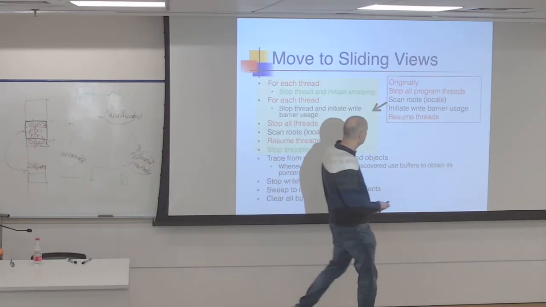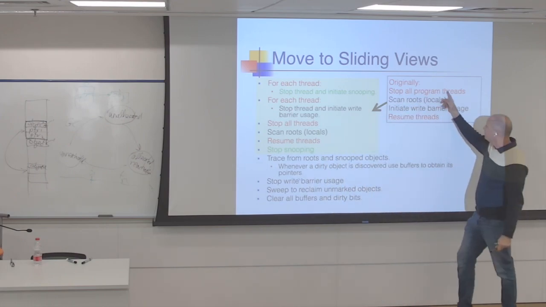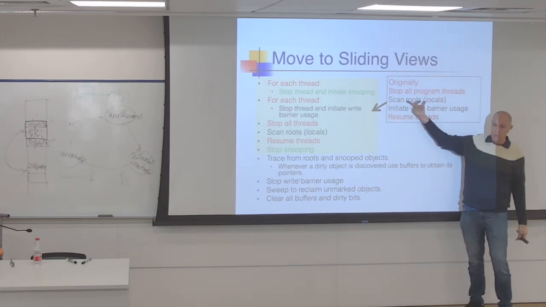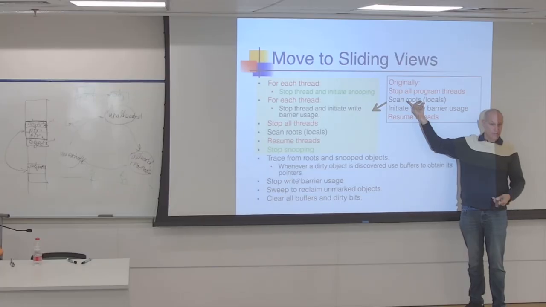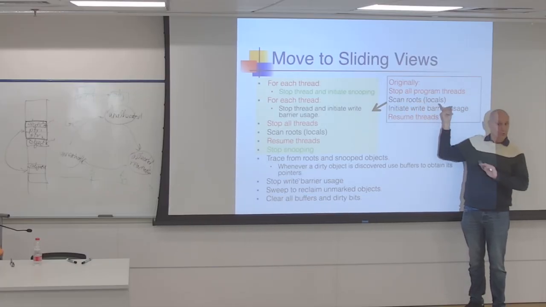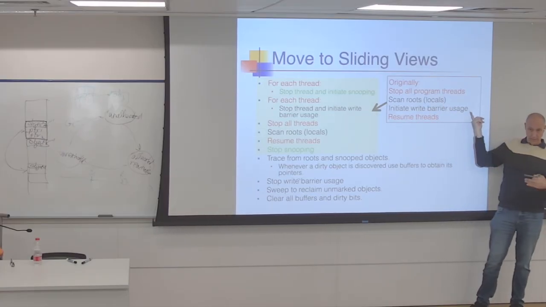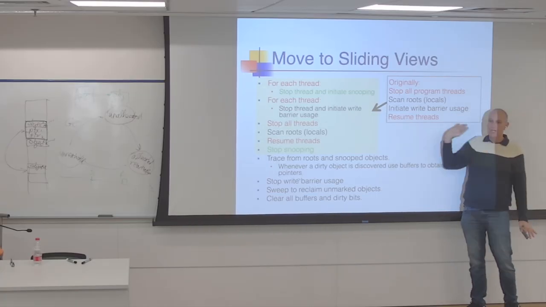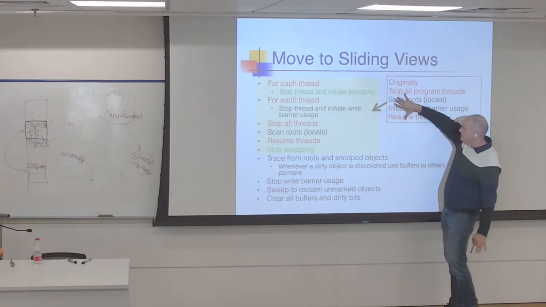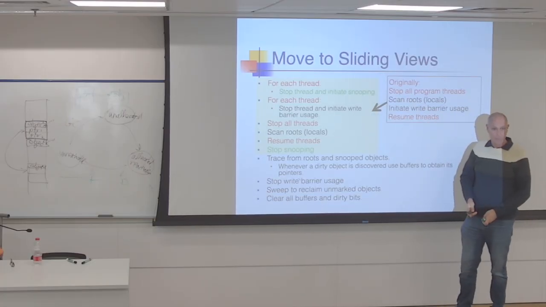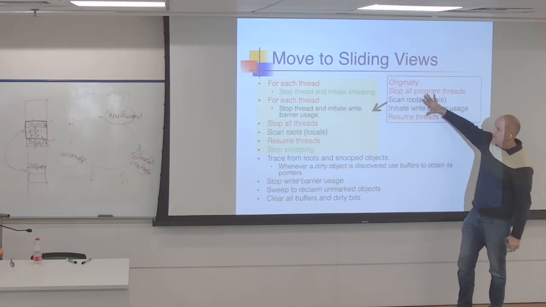So originally what we said, we'll stop all program threads, we'll scan the roots. We want to create the snapshot logically. So all the roots, we're going to look at how they look during the snapshot. We initiate the write barrier to make sure that all the heap will be able to be read the way it was in the snapshot. Then we let the threads run. And this is like a stopping time. So we don't want this stopping time.